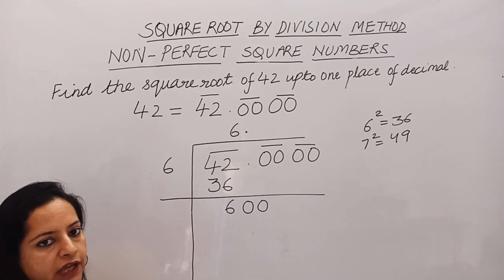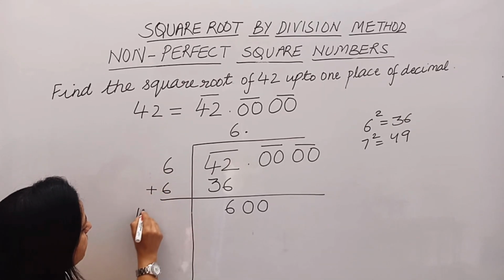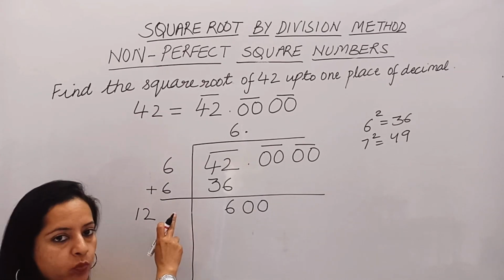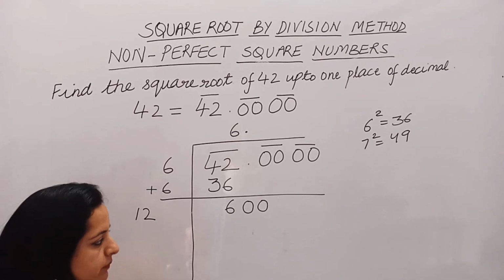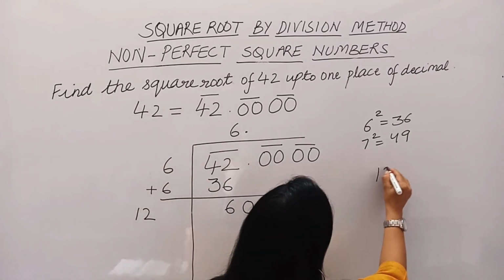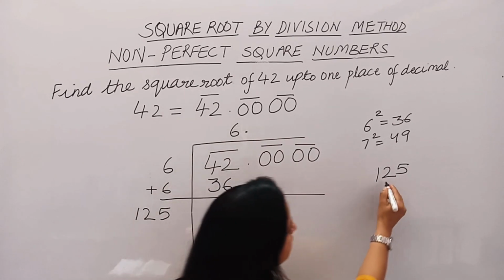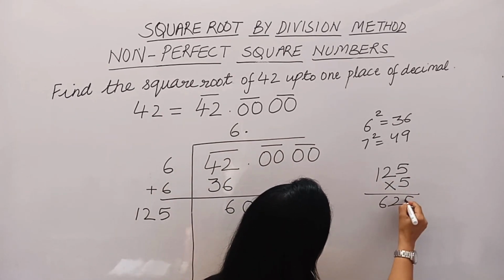Here, we have got 6 and we need to add the same 6 again. 6 plus 6 is equal to 12. Now I have left this space here because we need to add one digit here and we'll multiply the number formed with the same digit. So here we can write 5. If I write 5 here, this number becomes 125 and since I have written 5, I need to multiply by 5 and we get 625.